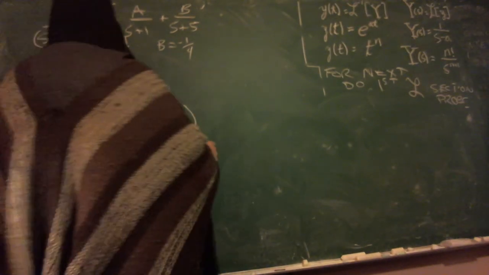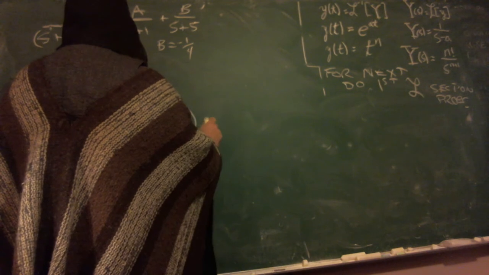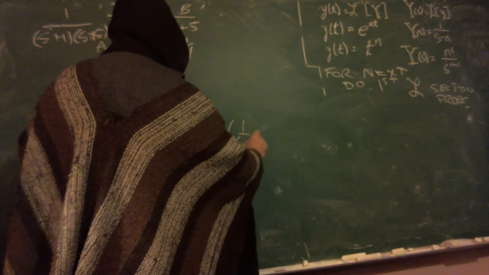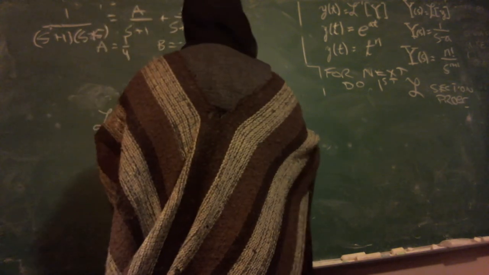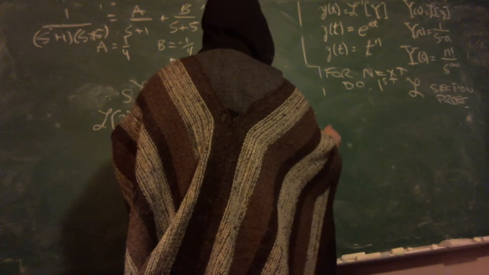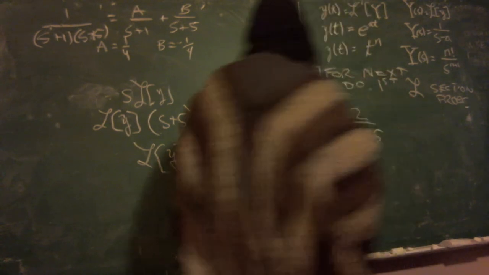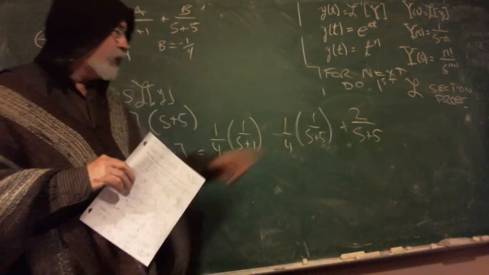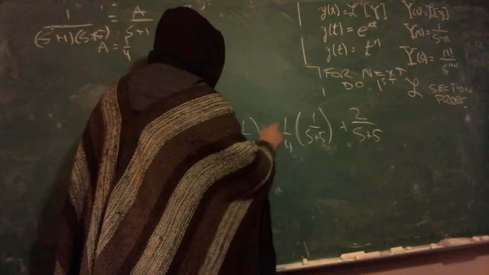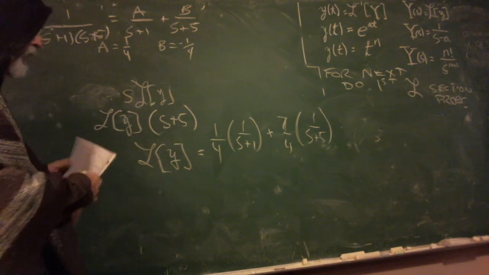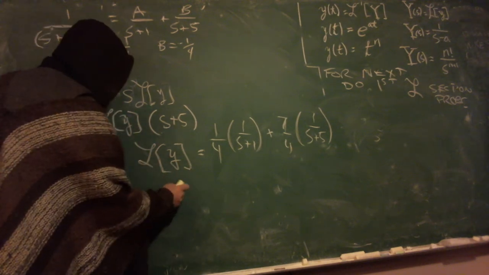So when I put those in here, I get a new structure for this. I get 1/4 of 1 over s plus 1, and I get -1/4 of 1 over s plus 5, plus 2 over s plus 5. So these two combined, that's 8/4 minus 1/4. I'm going to make this plus 7/4. I know I'm doing it fast, but I'm trying to keep this video quick. But it often happens that you get like terms. It's not unusual.